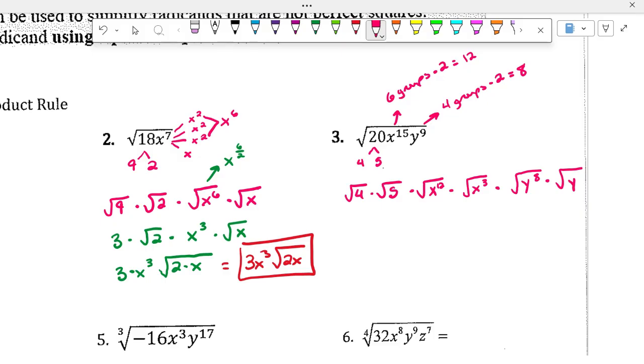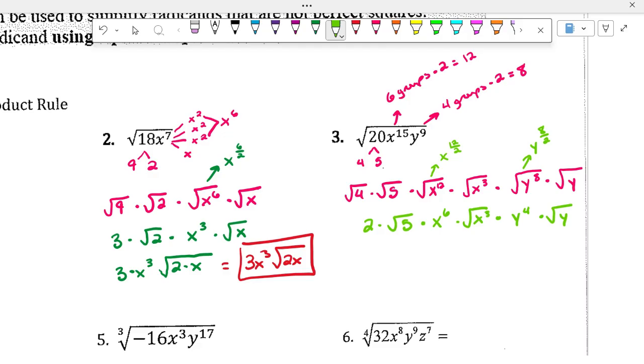Okay. So now we can do some simplifying. What's the square root of 4? Square root of 5 we can't take. What's the square root of x to the 12th? Not 4. 6. Because remember, it's x to the 12 over 2. If you need to take that step and rewrite it like that, that's fine. X to the 6. Square root of x cubed we can't do. What's the square root of y to the 8th? Y to the 4th. Because 8 over 2. And we can't take the square root of y.